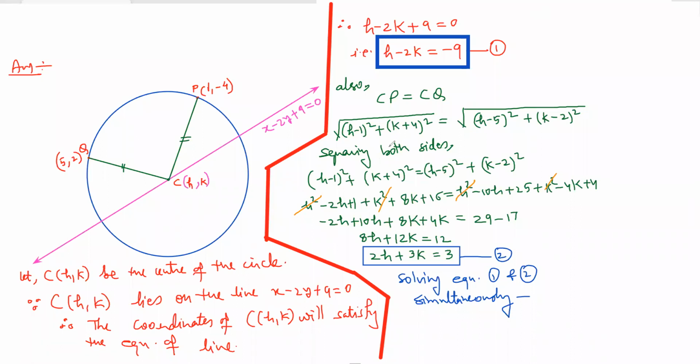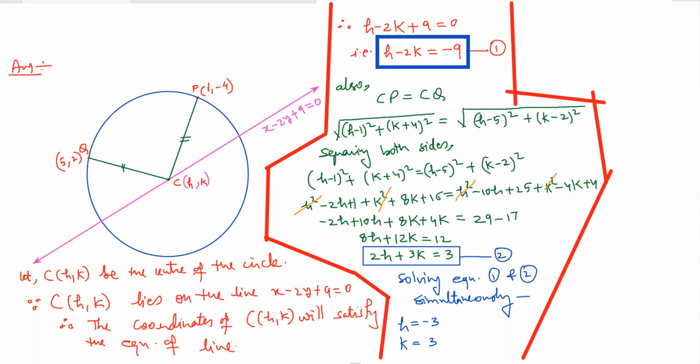So students, when you solve these two equations, you will get the value of h as -3 and the value of k as 3. So you will write, therefore, the center C of the circle is (-3, 3). After this, you will find the radius.